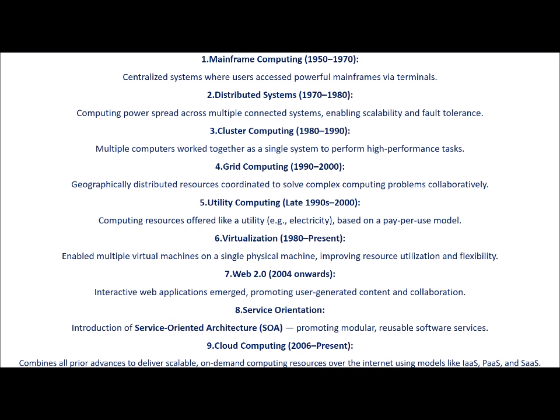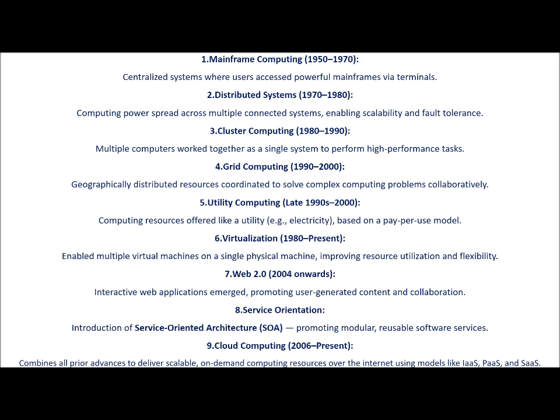And the second one is distributed system. So the computing power is spread across connected systems, means devices can use this distributed system for computation and enable scalability and fault tolerance. And the third one is cluster computing. So multiple computers work together. So cluster means just combining computers together. So multiple computers work together as a single system to perform high performance tasks.